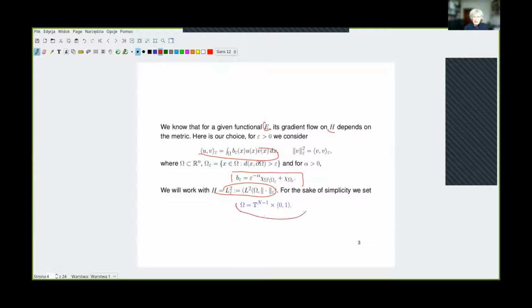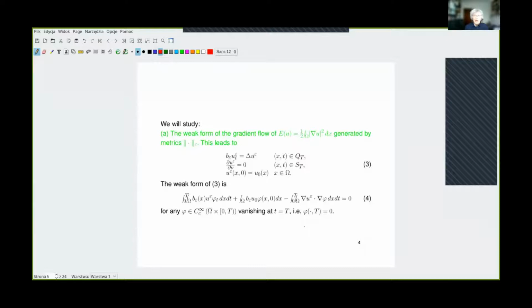And let me stress one important thing. We will consider very simple domains, which is a flat cylinder. Flat meaning we take a flat torus and take a cross product with an interval. This is just for the sake of simplicity, but you might ask what happens in the more general domains, and we don't know at the moment. And as I said, I would like to talk about weak and strong solutions.